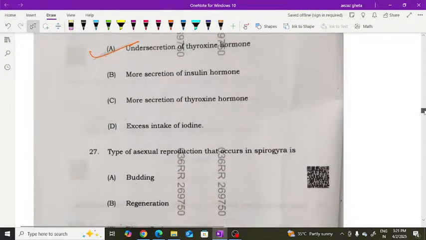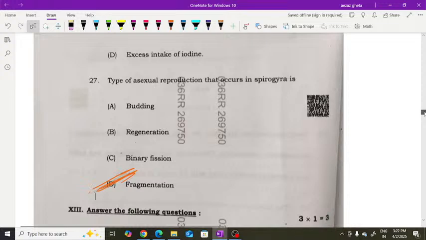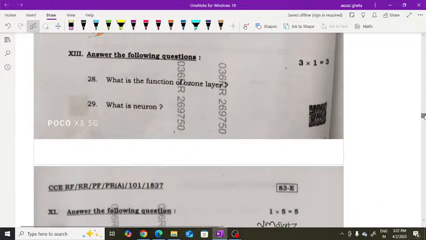Did you write that? Good. Thank God. What is the function of the ozone layer? It protects us from harmful UV rays.